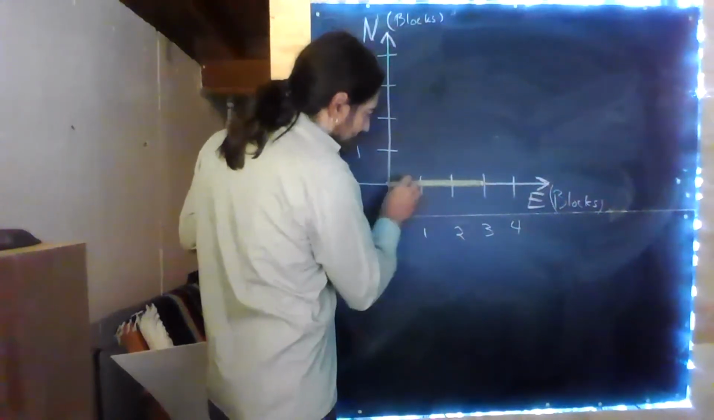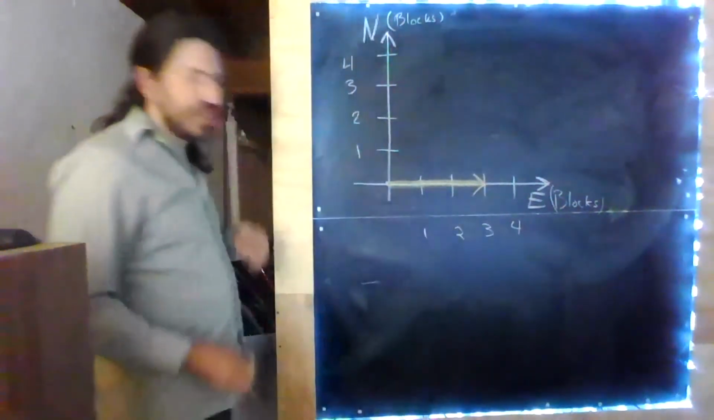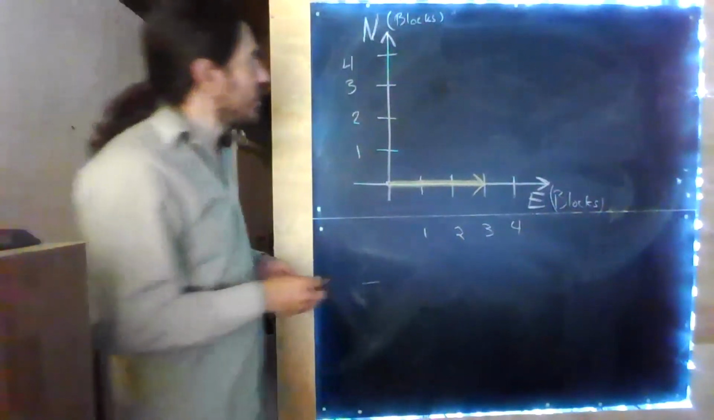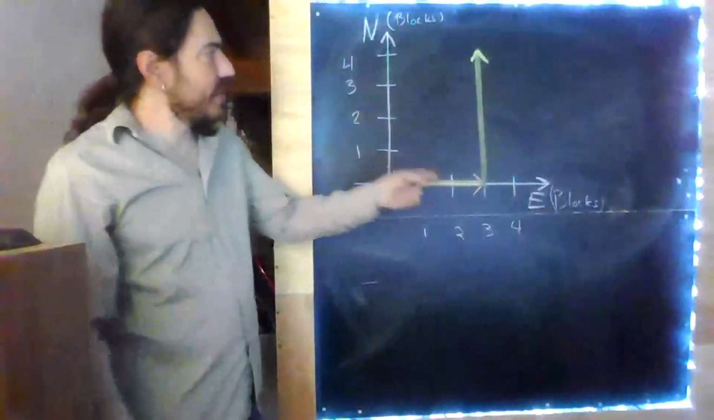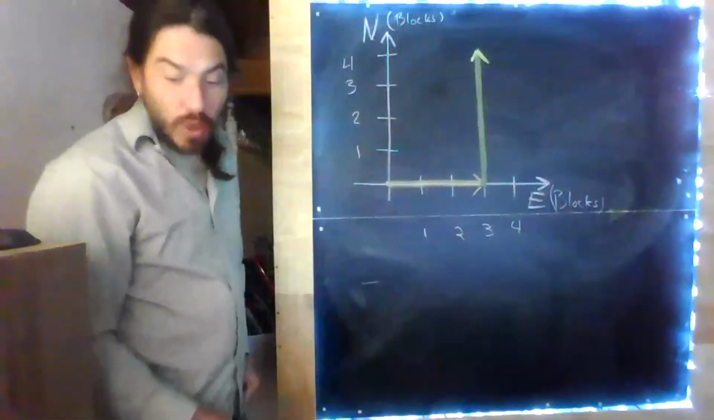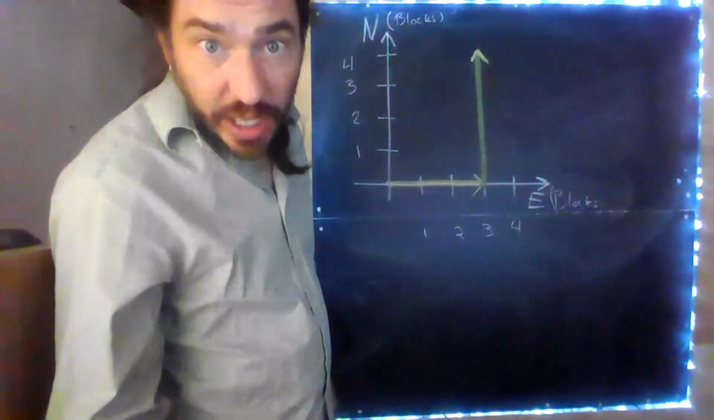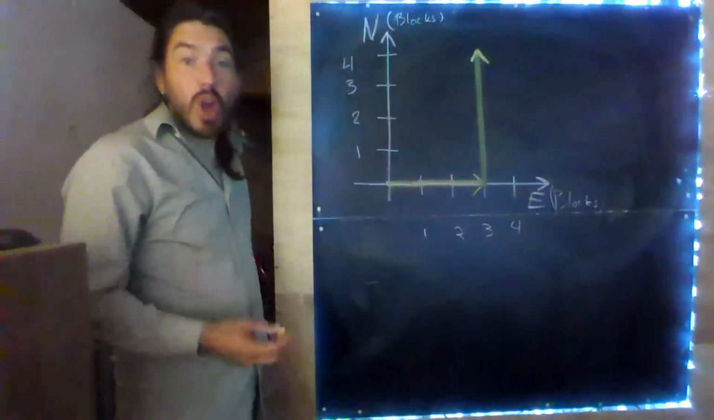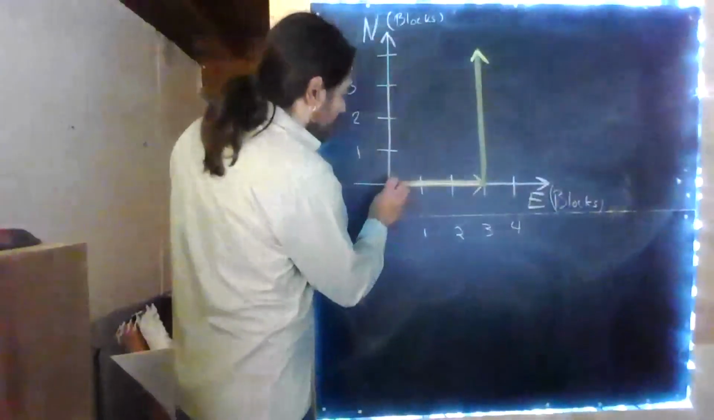And she goes 3 blocks east. And then she walked 4 blocks north. Okay. So first she walked 3 blocks east, then she walked 4 blocks north. Now recall that the displacement is an arrow. It points from where she started to where she finished. So the displacement then would point right here.